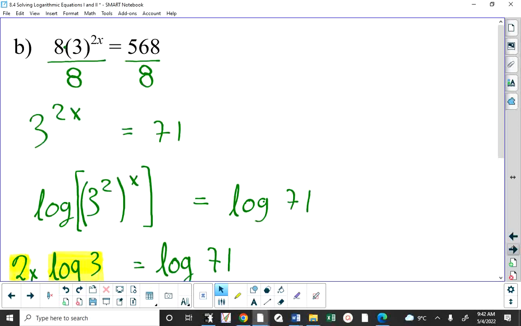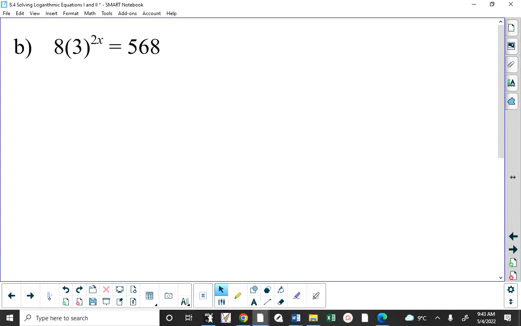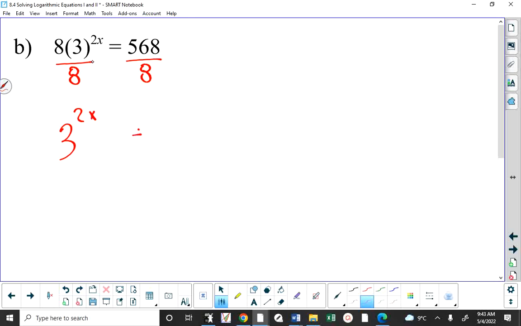So if we take a look at this next question, we have 8 times 3 to the 2x equals 568. I would recommend dividing both sides by 8 first, because unless I'm mistaken, 568 divides by 8 an integral number of times. I think 71. Am I right? If you get a decimal, then we're going to have to do something different. So now I have 3 to the 2x equals, I believe I said 71.